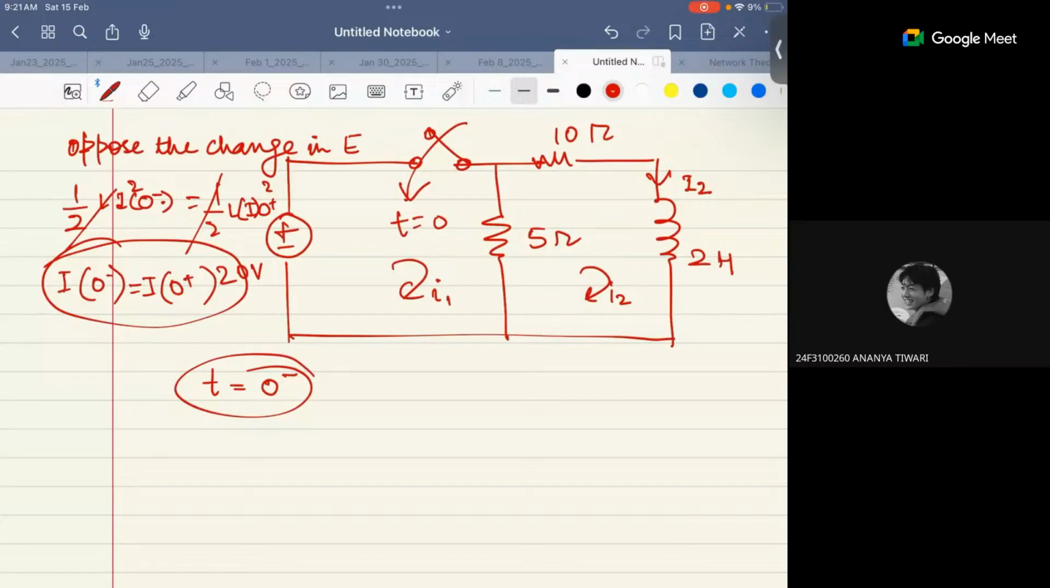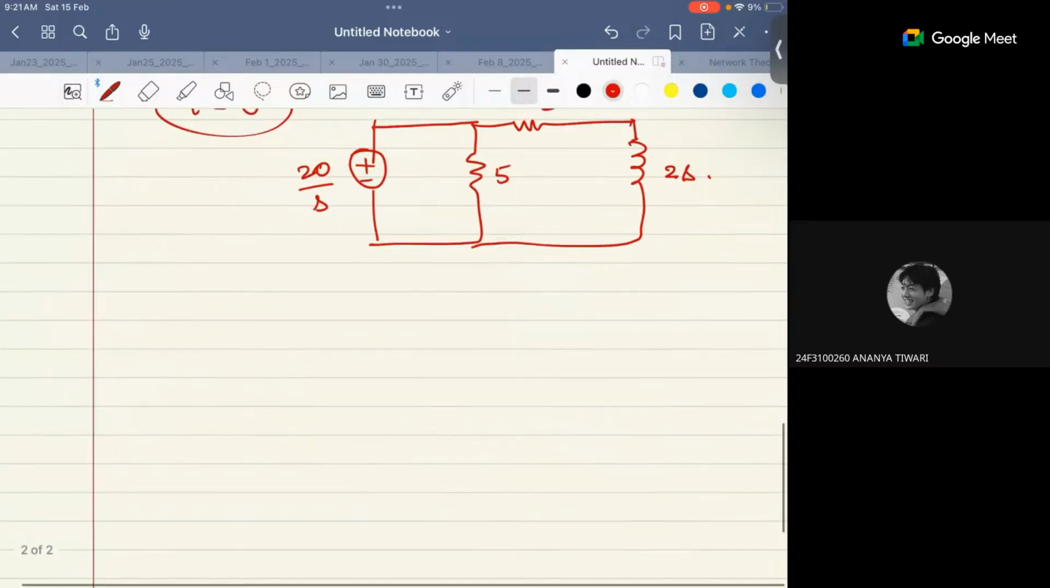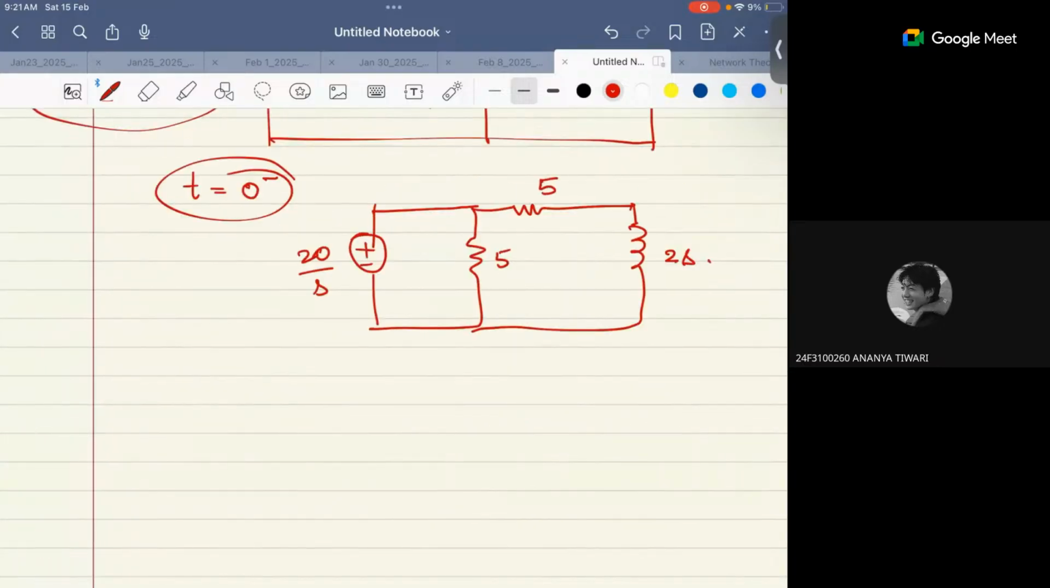So if you do the transformation, there is no need to add any voltage source, because the current was 0. You can directly change it like that. The voltage source becomes 20 by S, this is 5, and this will be 2S, correct? And the upper one is 10 ohms.